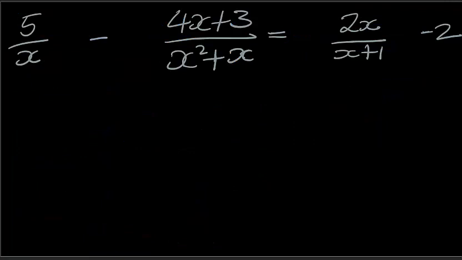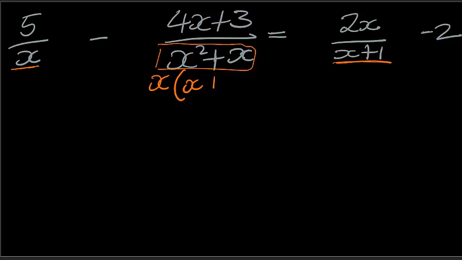Next up, we have 5 over x minus 4x plus 3 over x squared plus x is equal to 2x over x plus 1 minus 2 wholes. Okay, so what I want us to notice is that when we're looking at our denominators, x and x plus 1 are as simple as it gets. But this one here is not as simple as it gets. So we can rewrite that one by taking x out as a common factor. So x times x gives me x squared, and x times 1 gives me x to the power 1.